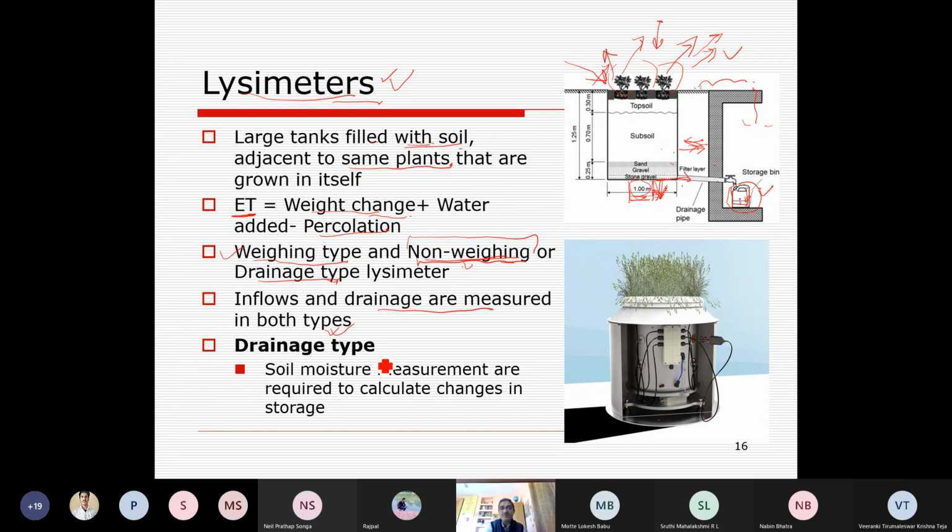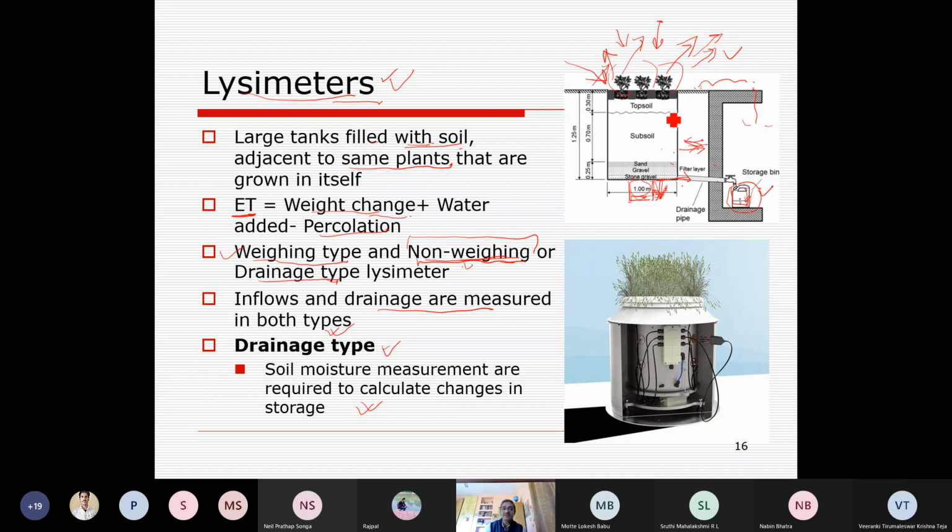In the drainage type of system, that is specifically drainage, there is no weighing mechanism at the bottom. Soil moisture measurements are required to calculate the change in storage. But we can say that a fixed amount of water every day we are adding, assuming that fixed amount is ET every day. So to find out at the last whether there is any change in soil moisture, we need to take a sample of the soil to find out any change in soil moisture. So it is soil moisture measurement that is required to calculate the change in storage of the water.